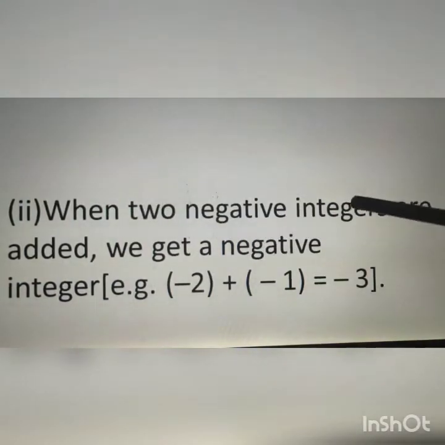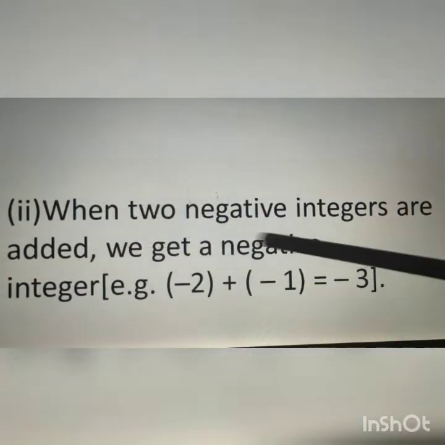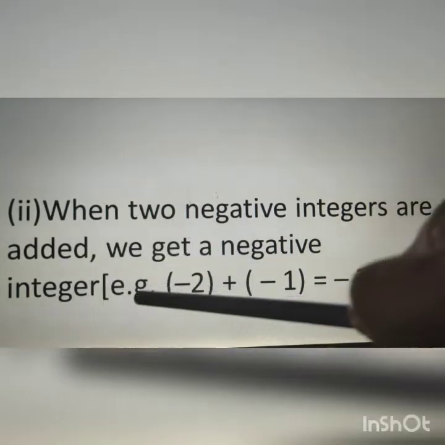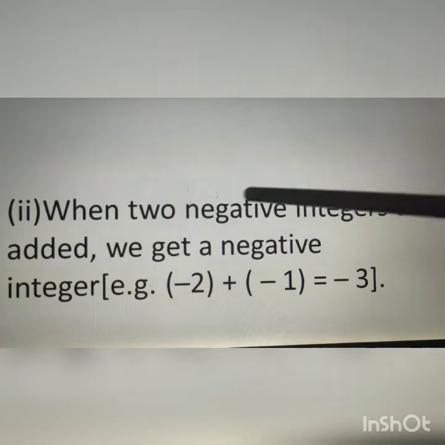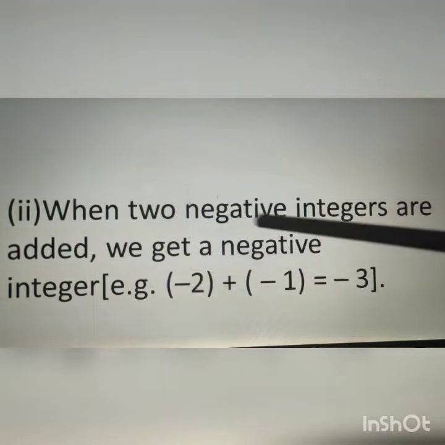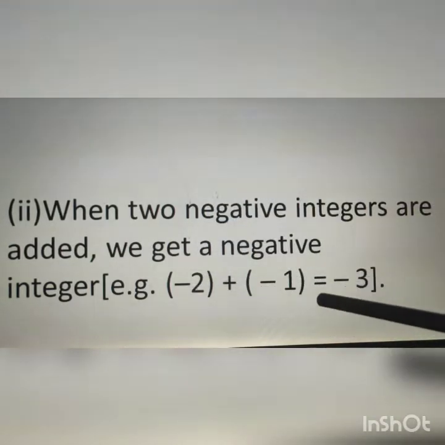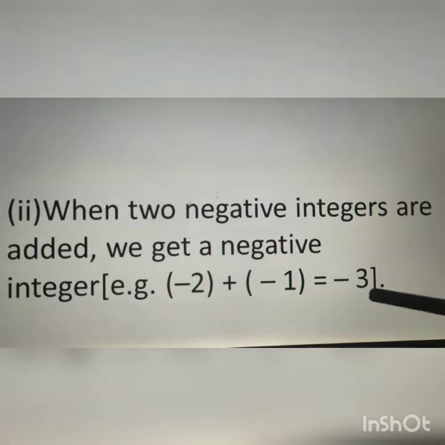When two negative integers are added, we get a negative integer. Example, minus 2, minus 1. We have to take the sum of these two numbers. 2 plus 1 is 3, and put the negative sign. So minus 3 is the answer.